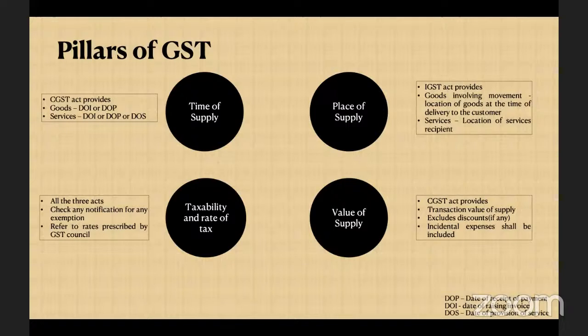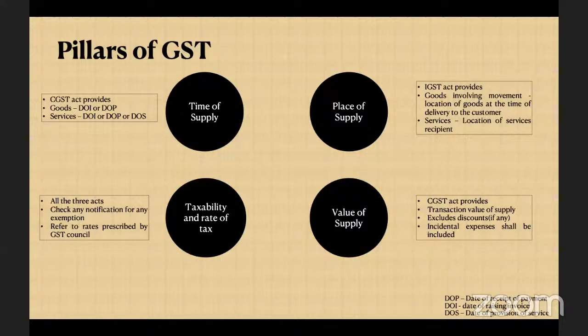So pillars of GST: time of supply, place of supply. Third one is taxability and rate of tax. Fourth one is value of supply. Now, what does this time of supply mean? Time of supply means the point in time at which the tax liability arises on the transaction.